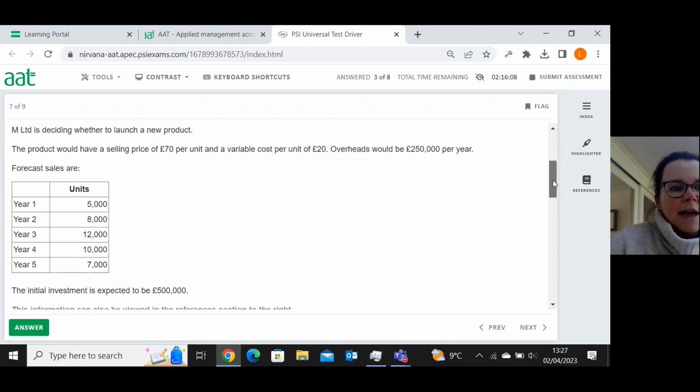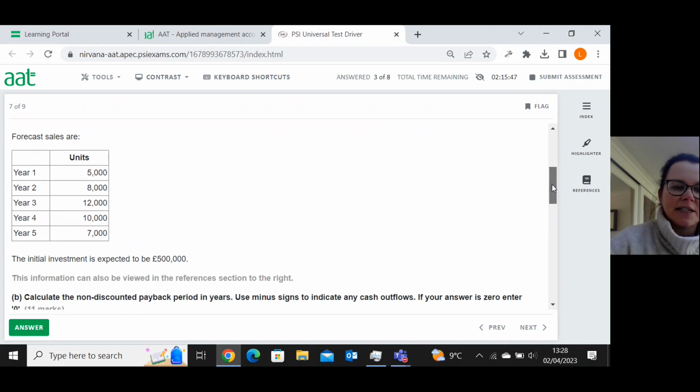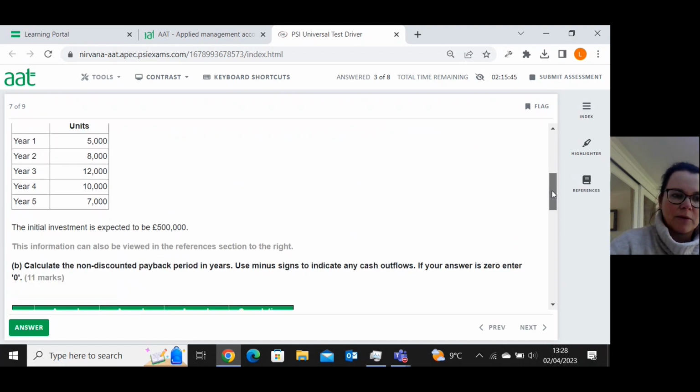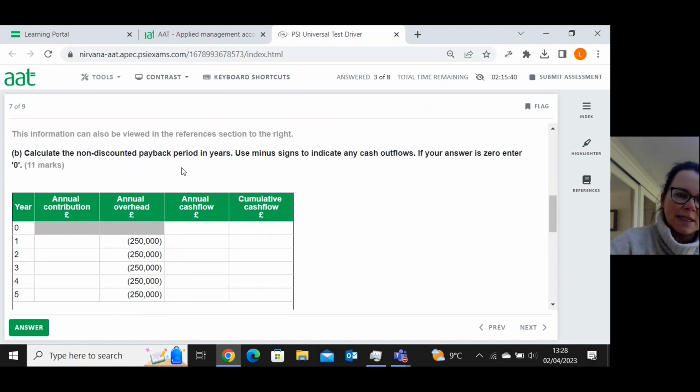M Limited is deciding whether to launch a new product. Selling price of £70 per unit, variable cost of £20, so we've got a contribution of £50 per unit. Overheads would be 250,000 per year, and we've got forecast sales as shown. The initial investment is £500,000. Right, we need to calculate a non-discounted payback period.